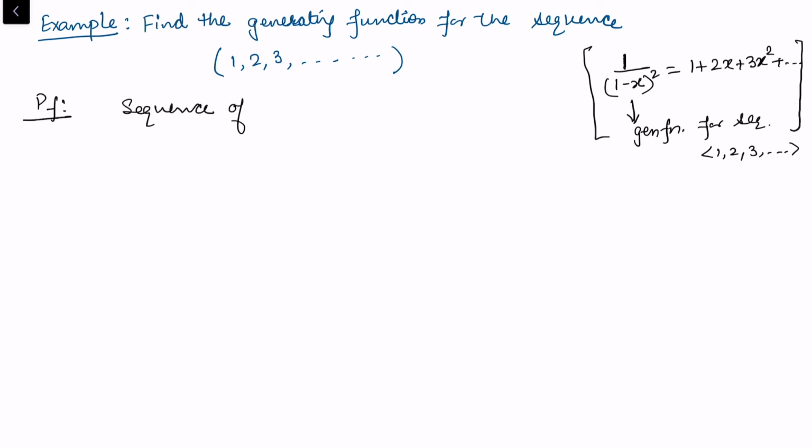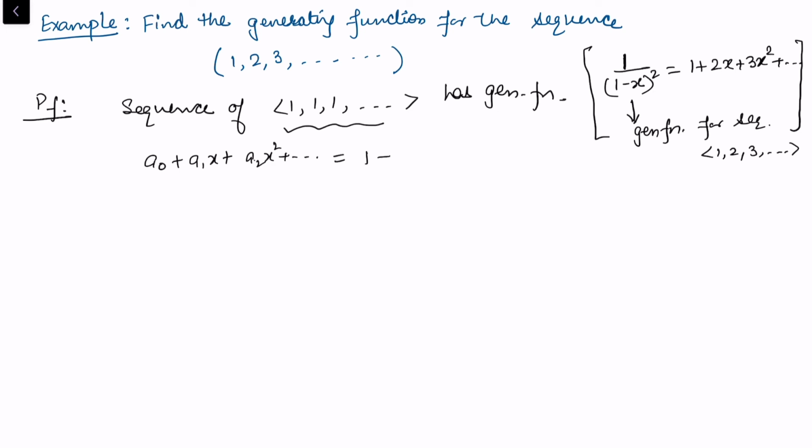So the sequence of ones. Let's see what if this was a sequence of 1. For this the generating function is simple. Because if I want to write the generating function for this sequence, I will simply write a0 plus a1x plus a2x square and so on. In this case, a0 is 1, plus a1 is 1 into x to the power 1, a2 is also 1 into x square and so on. So this is simply 1 plus x plus x square, which is a simple GP, and for this we know the generating function is 1 over 1 minus x.